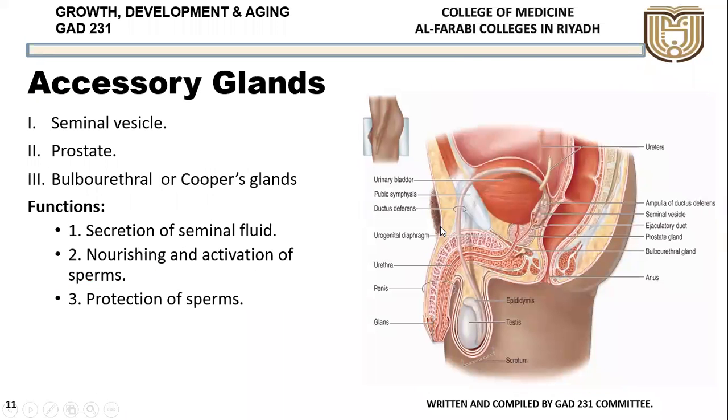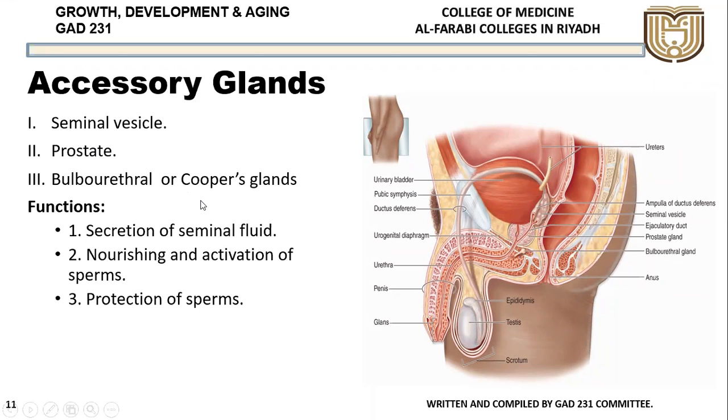Now coming to the accessory glands. As you know, there are three accessory glands: the seminal vesicle, the prostate, and the bulbourethral or Cowper's gland. As we have already seen, these are the seminal vesicles here, and here is the prostate, and there are small glands here called the bulbourethral glands, very small glands. Among these, the prostate is the largest of the accessory glands.